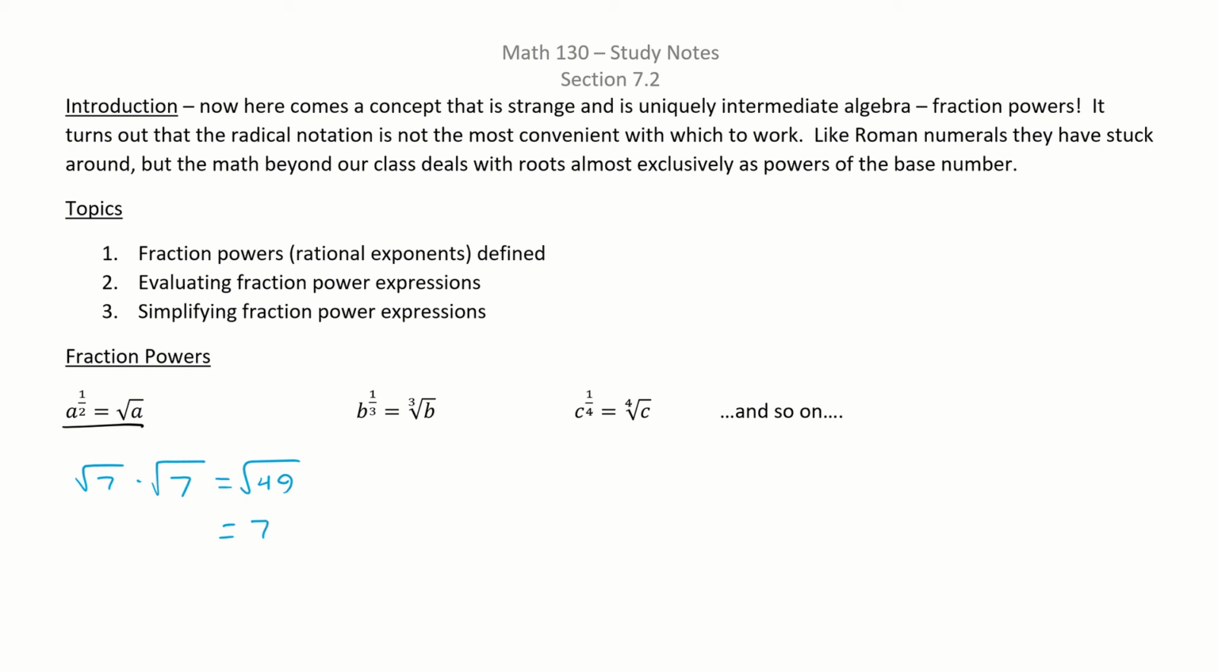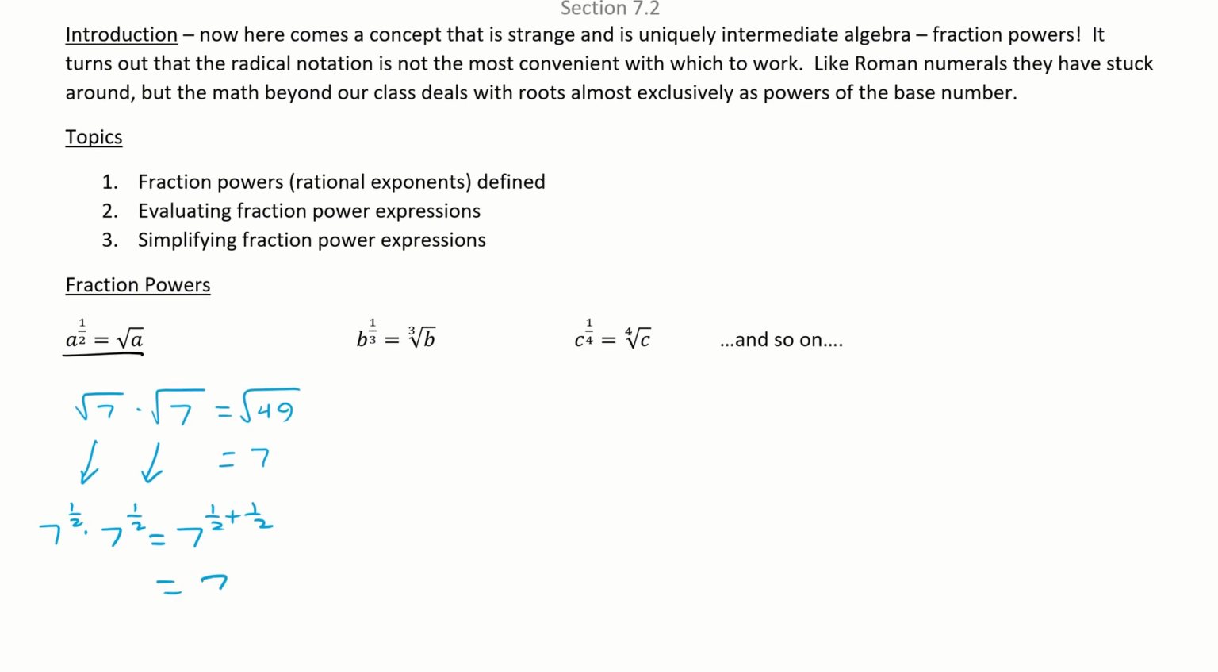Well, the idea is that instead of writing the radical, the invention was that it could be seen as the 1/2 power times another 1/2 power. And when you multiply those together with the power rules, you add the powers, and once again, you get 7. So the idea of the square root being the 1/2 power holds water, as they say, okay?